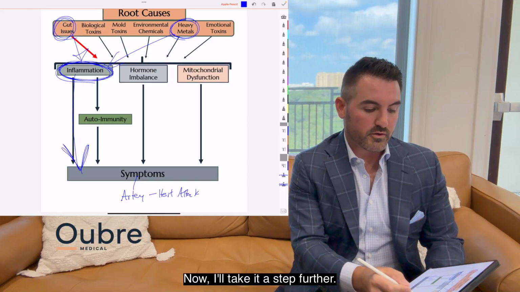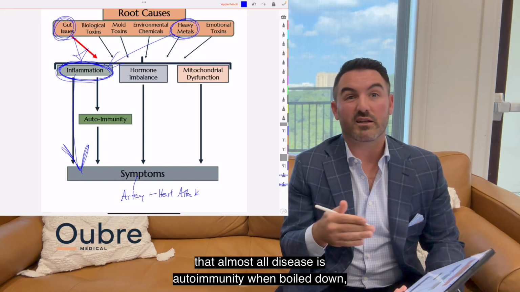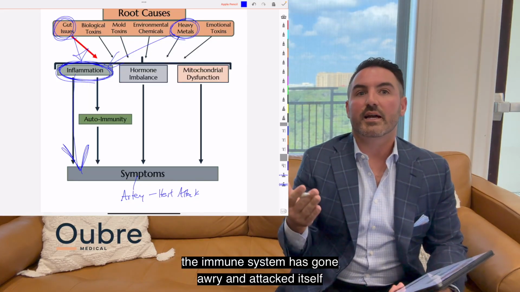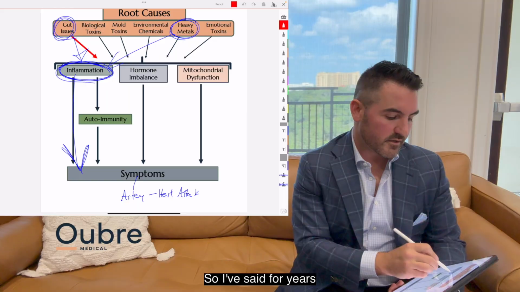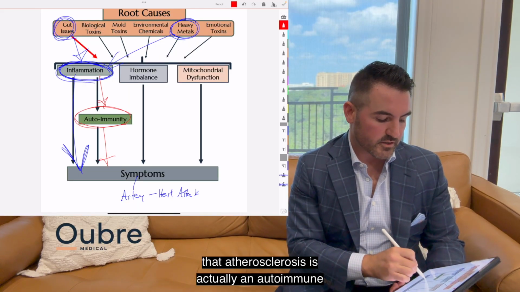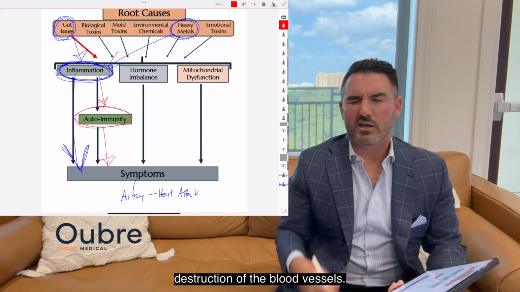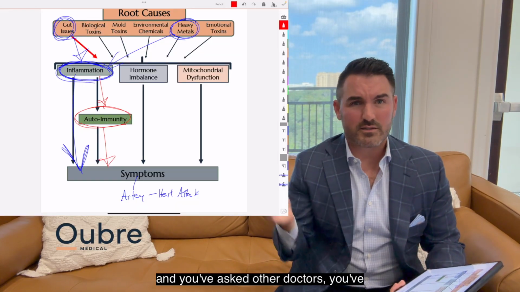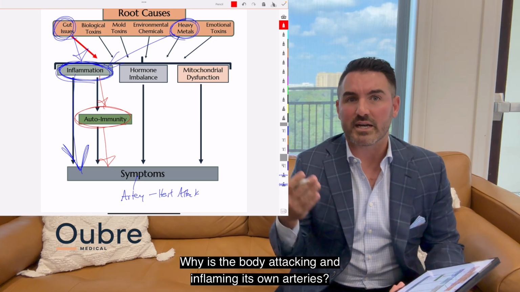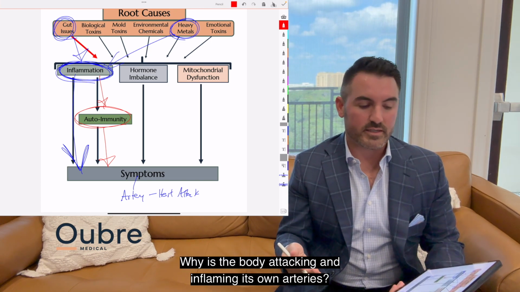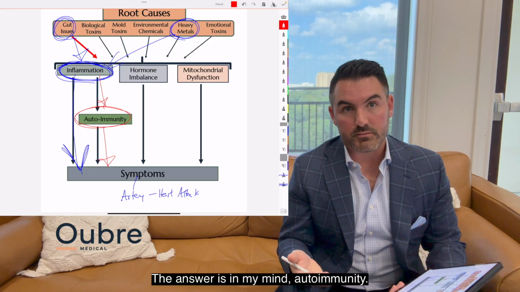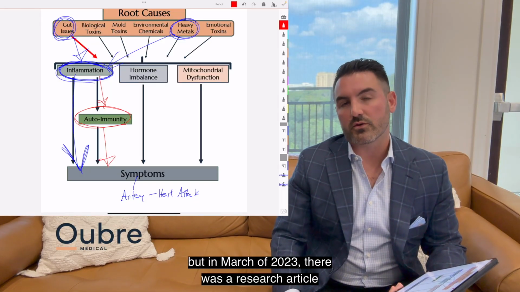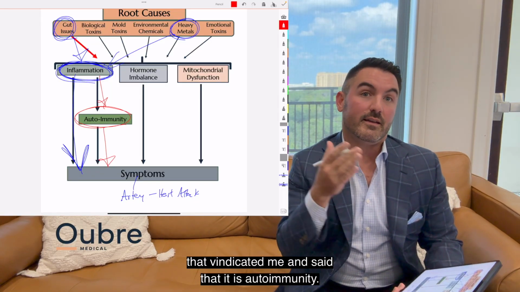Now, I'll take it a step further. I'm a believer, and this is an opinion part, I'm a believer that almost all disease is autoimmunity when boiled down. The immune system has gone awry and attacked itself, and that's why you're having disease. So I've said for years that atherosclerosis is actually an autoimmune destruction of the blood vessels. Why do you have plaque in your arteries? Why is your immune system attacking your arteries? If you've asked yourself that question, and you've asked other doctors, you've probably not gotten a straight answer. Why is the body attacking and inflaming its own arteries? The answer is, in my mind, autoimmunity. Now, I used to say that was opinionated and biased, but in March of 2023, there was a research article that vindicated me and said that it is autoimmunity.